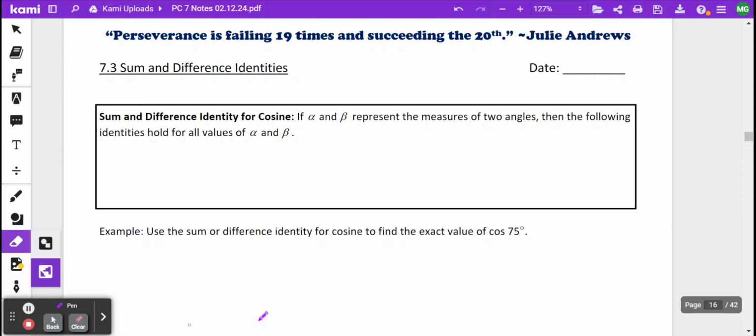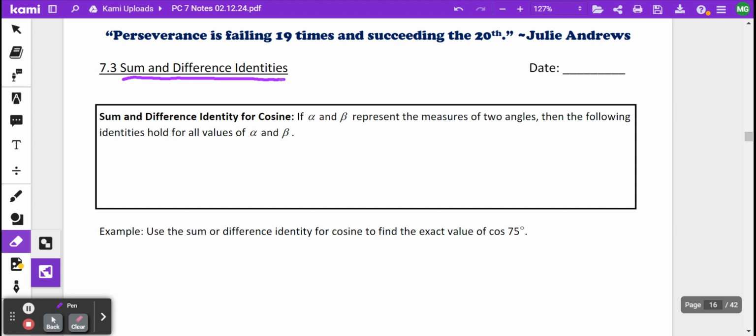Hi everyone! What we're going to be working on in today's lesson are the sum and difference identities. So basically, we're going to be asking you to calculate the sine, the cosine, or the tangent of angles that are not our special angles. So it's not going to be 30, 45, 60, 90, 120, and so on. It's not going to be those special angles that are on our unit circle.